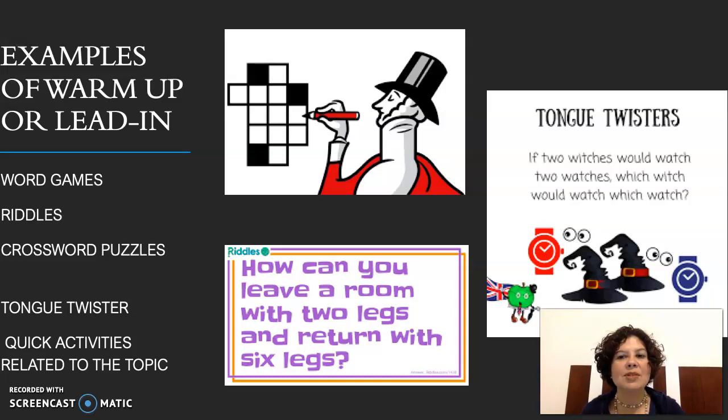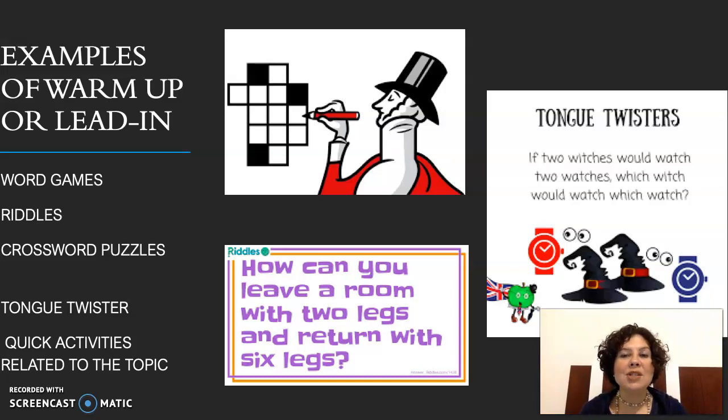This example says, if two witches would watch two watches, which witch would watch which watch? Now you try to say it, teacher. And we have a riddle for you. How can you leave a room with 2 legs and return with 6 legs? Teachers, find the answer and write it in the comments, right?